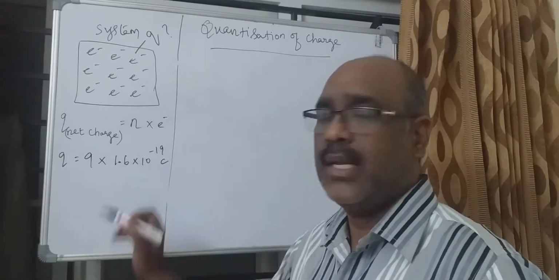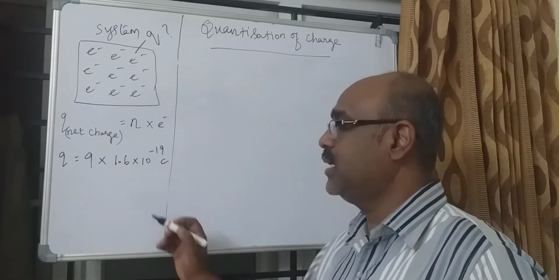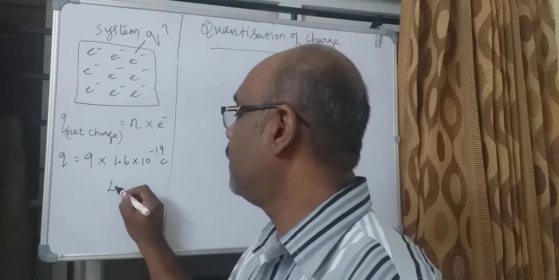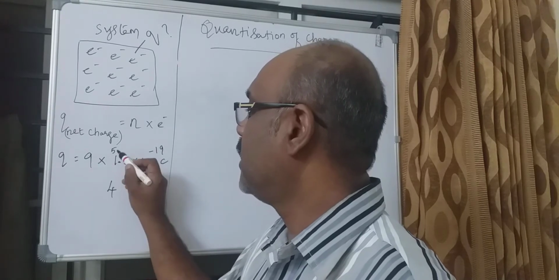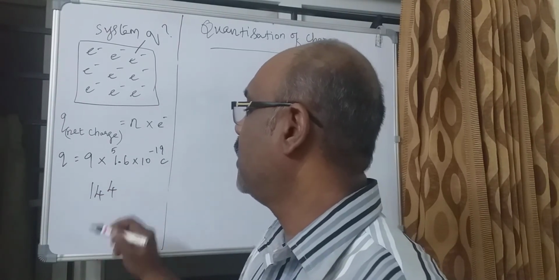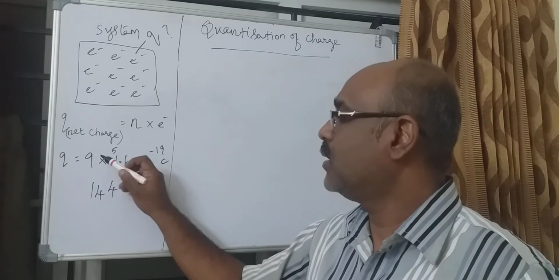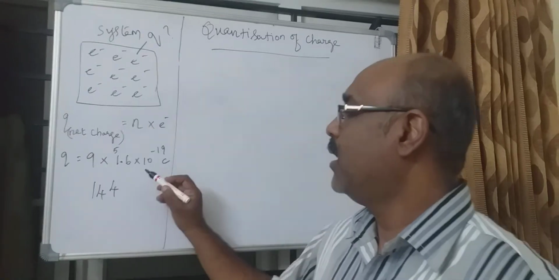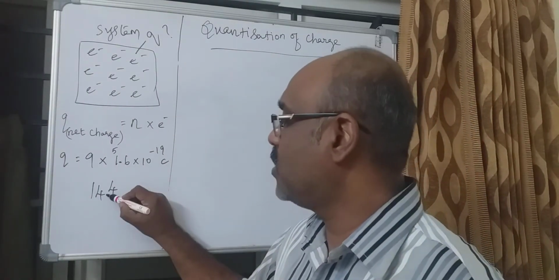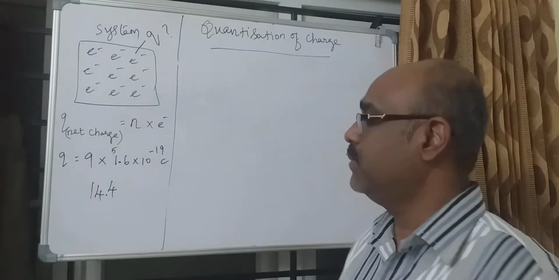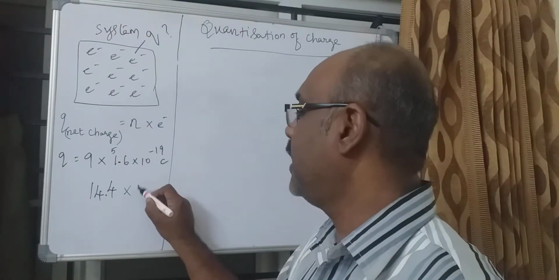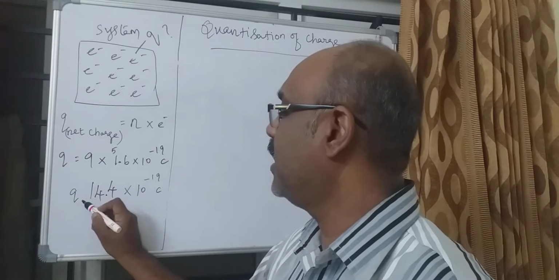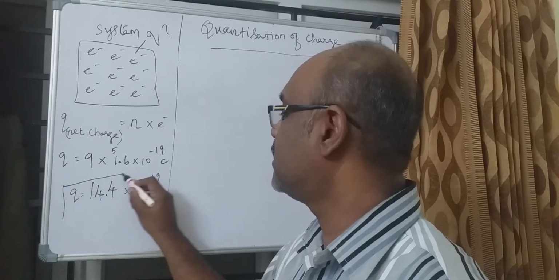We want to multiply 9 and 1.6. If we multiply, we will get the answer as 9 5s are 45, 9 6s are 54, 4, 5, 9; 1 is 9, 10, 14. One decimal is there, so we are keeping one decimal point here: 14.4 into 10 to the power of minus 19 coulomb is the net charge that is present in the system.